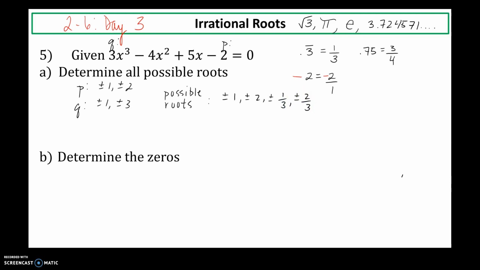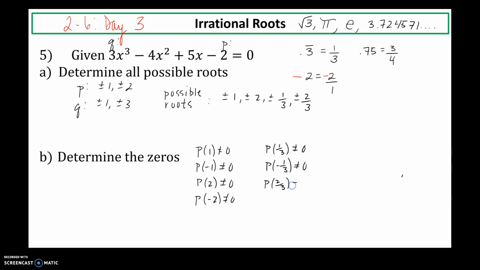Okay, so to determine the zeros, we plug all of those 8 values back into the original. I'm going to save you the headache. P of 1 isn't going to equal 0. P of negative 1 isn't going to equal 0. P of 2 isn't going to equal 0, and neither is P of negative 2. P of 1/3 isn't going to equal 0. Neither is P of negative 1/3. And then our last possible rational roots, P of 2/3 won't equal 0, and P of negative 2/3 won't equal 0.